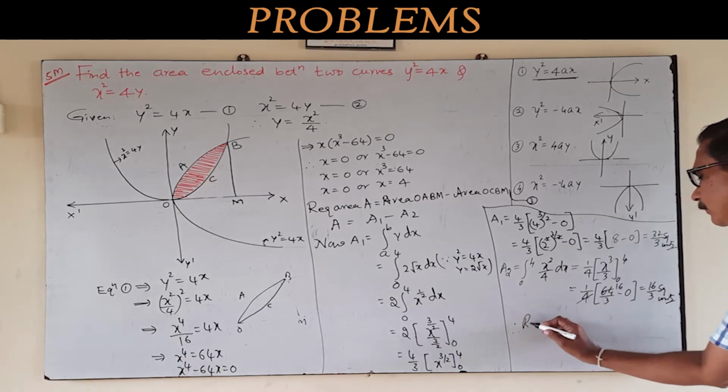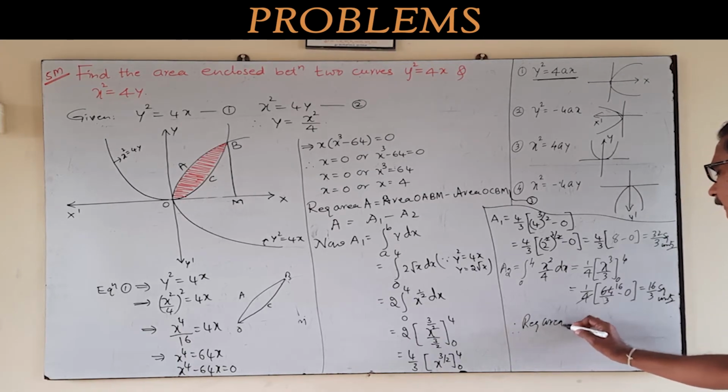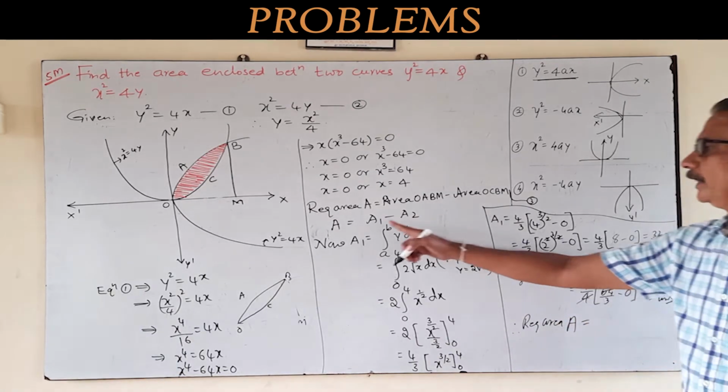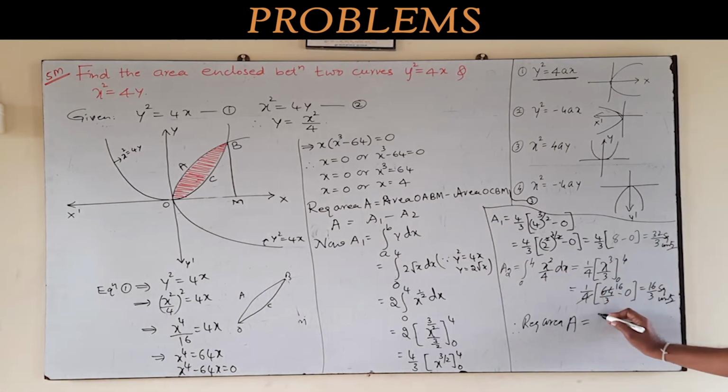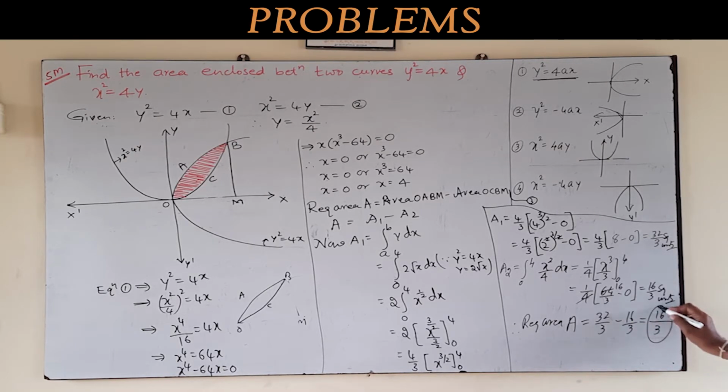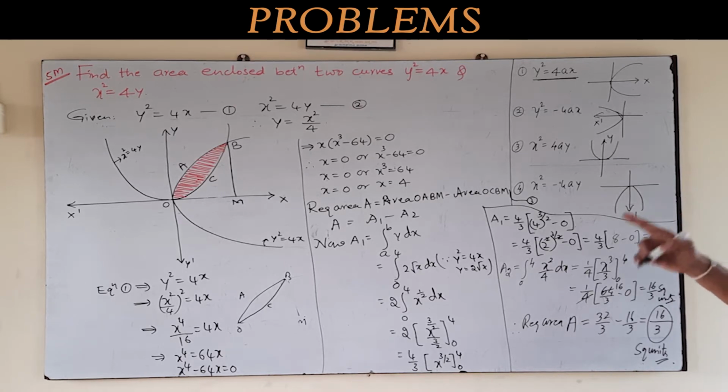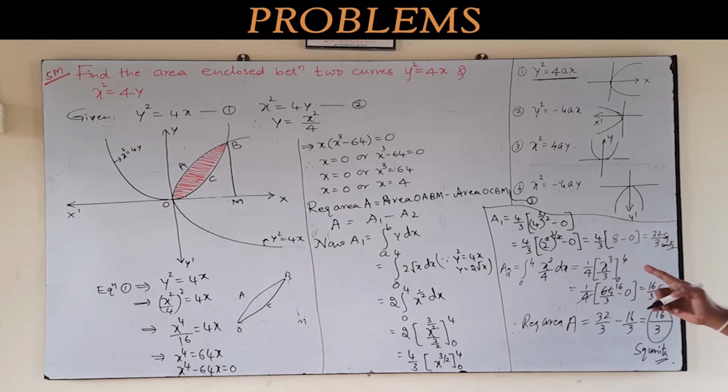Therefore, the required area A is equal to A1 minus A2. What is A1? 32 by 3. A2 is 16 by 3. The LCM is 3. 32 minus 16 is 16 upon 3 square units. This is a 5 mark question, most important. The diagram is a must. Okay, draw it correctly and note it all down cleanly.